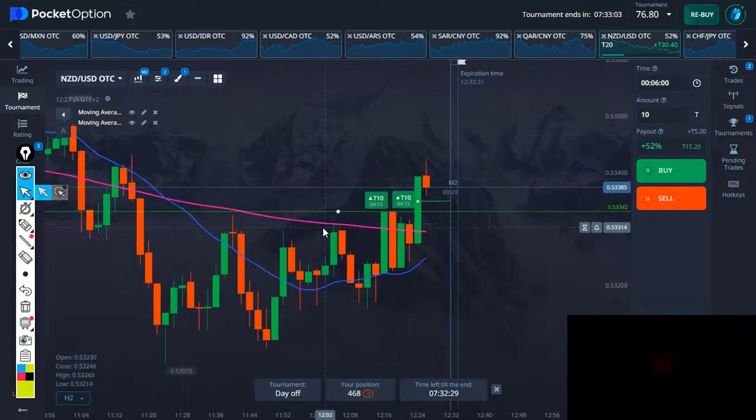Now keep in mind OTC can be a little bit riskier than trading live market pairs and stocks. You have to be careful on OTC.